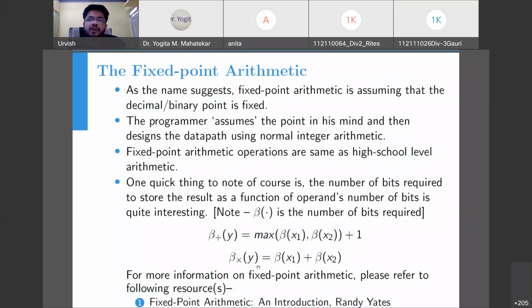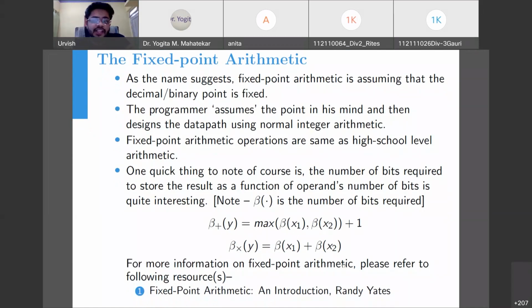So if you were to multiply two n-bit numbers, the output should have n plus n bits, which is 2n bits, in order to faithfully store those numbers. Okay, so this is what these equations mean. Now you would ask me what about division and subtraction. Let me tackle subtraction first. Subtraction in binary is nothing but 2's complement addition, right? So if you remember that, this same rule applies here.